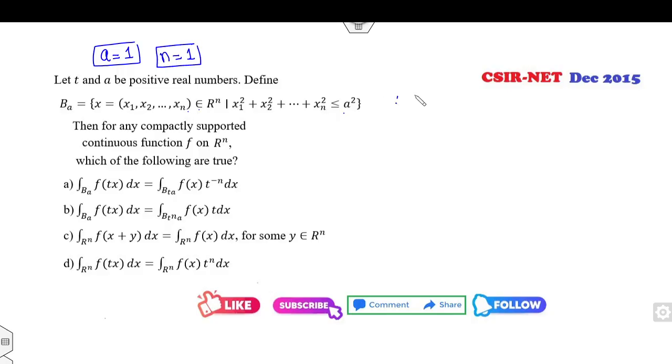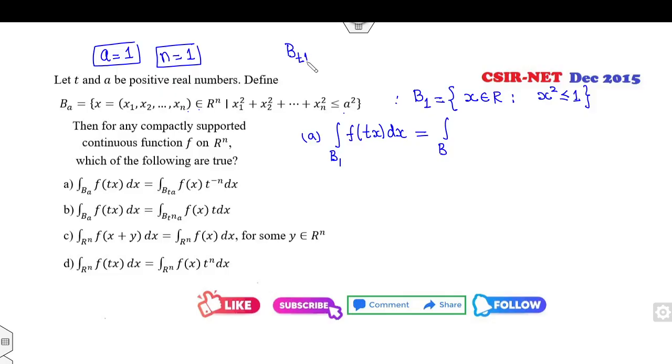Fine. So this B is my B of 1 because a is my 1, the collection of all those x in R such that x square is less than or equal to 1. Now look at the first option. First one is the integration over B1 of f of tx dx. Is it equal to B of t into a? What is a? a is my 1, so t into 1 is t. f of x and n is my 1, minus 1 of dx.